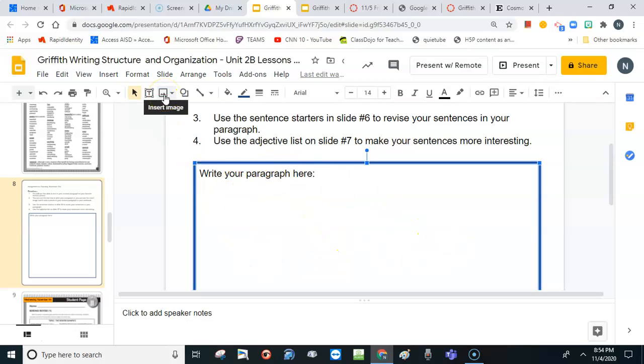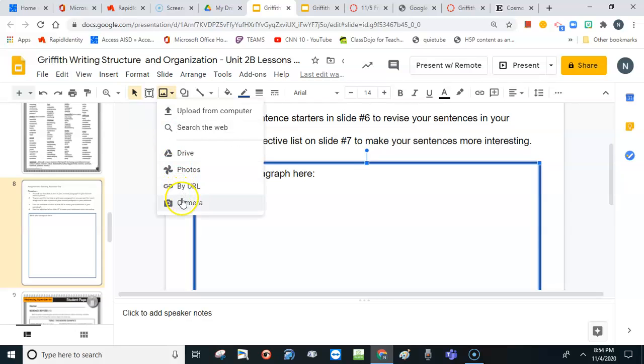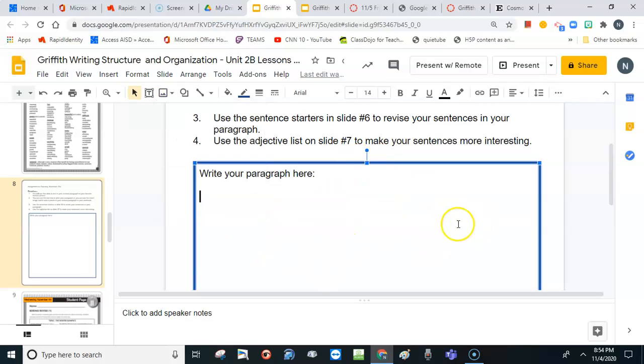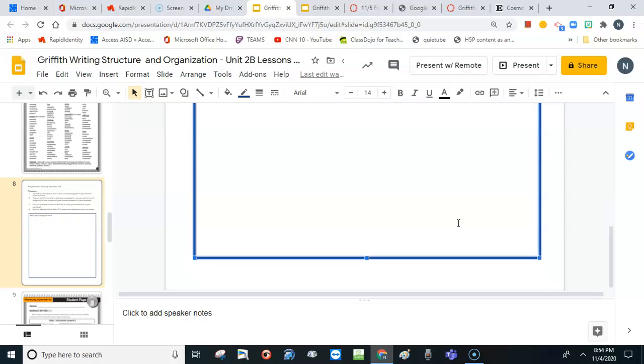You can add a picture by clicking here, Insert Image, and then you click Camera, and then you take the picture, and it'll put the picture in this rectangle here.